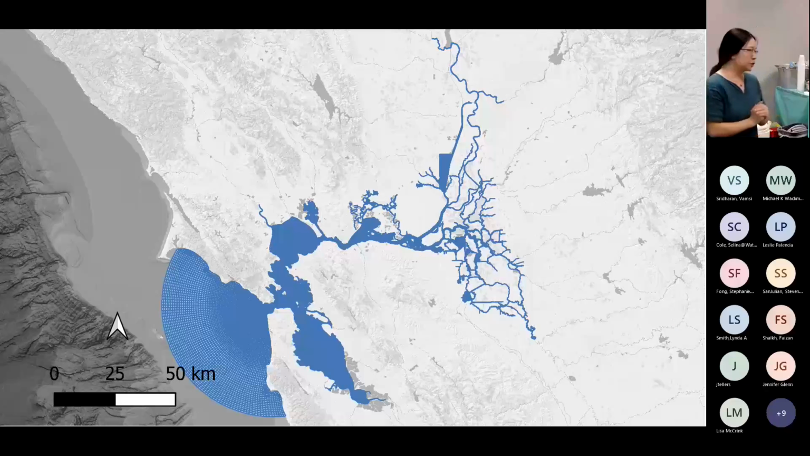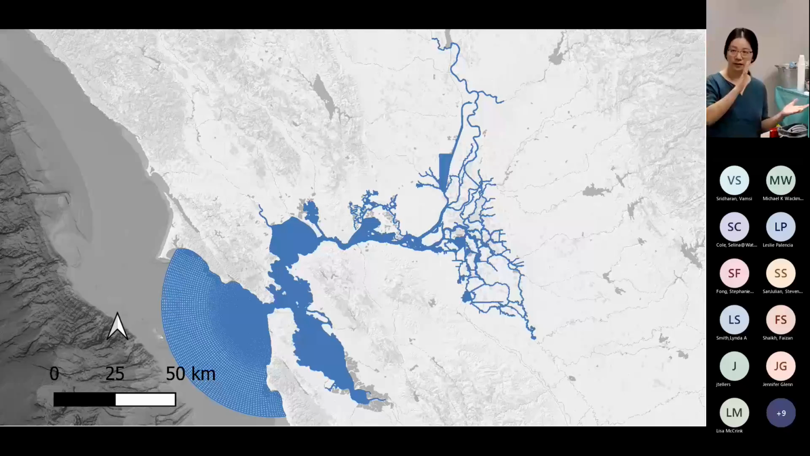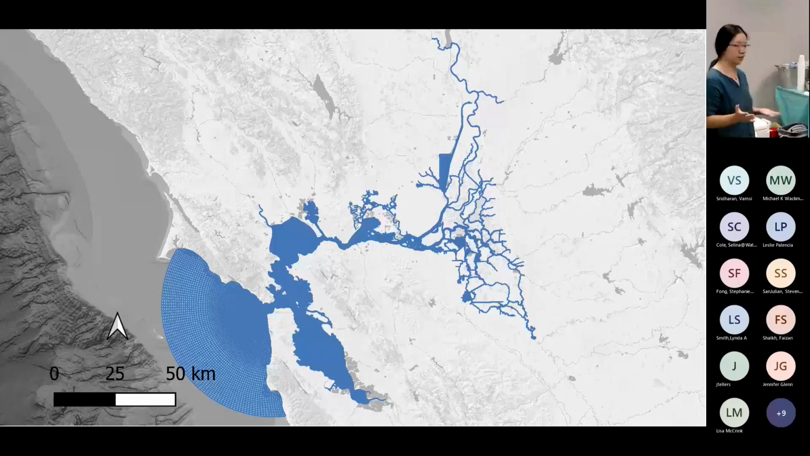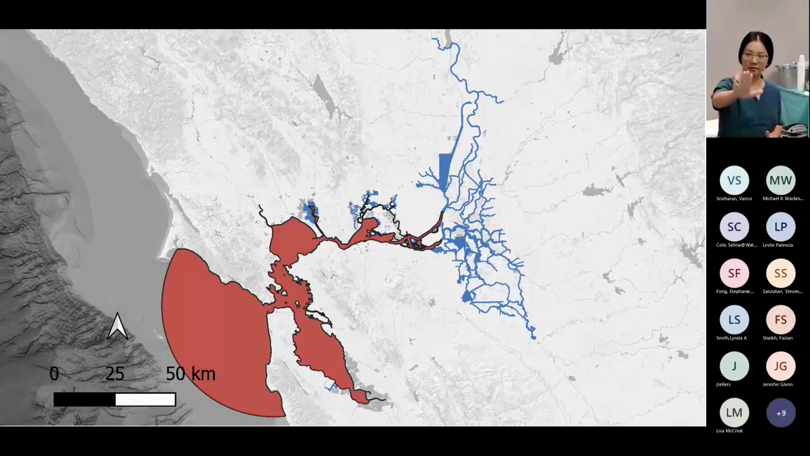Yeah, so before I show you my validation or model result, I just want to say that this modeling effort is built on a previous modeling effort. So this is our modeling domain, and the previous modeling effort is a study that we collaborated on with the Virginia Institute of Marine Science, and that is their modeling domain.